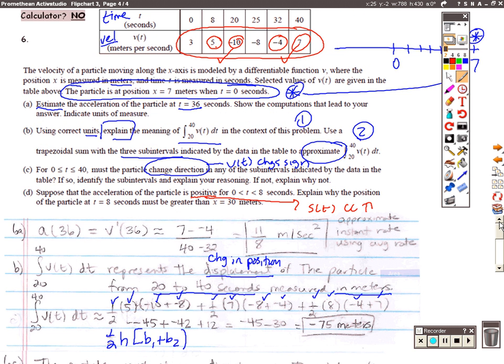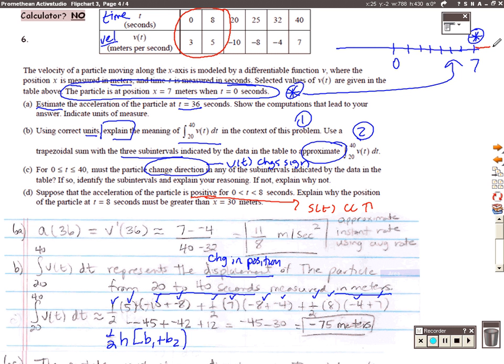Now, if I'm going from 0 to 8, so on this interval right here, I'm concave up, so here's 0 to 7, here's 8. And at 0, I'm at 3, so we'll call that 3. Let's move this out of the way. And at 8, I'm going to call that 8. If I'm concave up, then the implication is that the graph has to be increasing. All right, so what is that going to tell me? Explain why the position of the particle must be greater than x equal to 30.